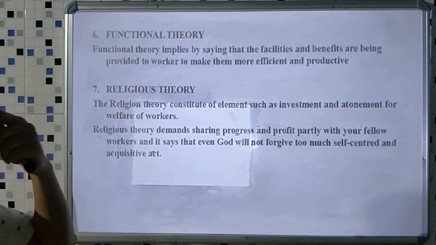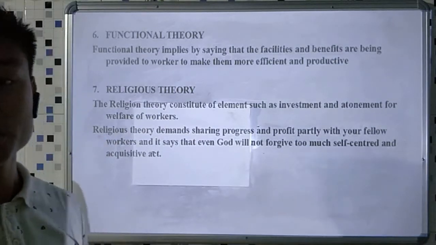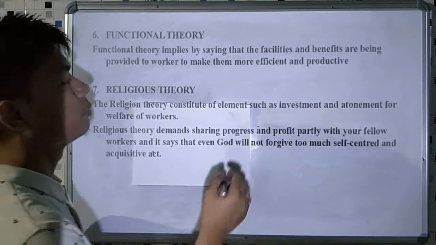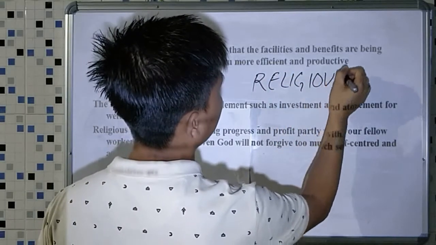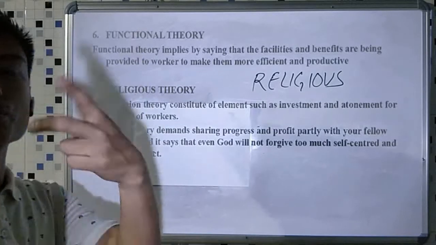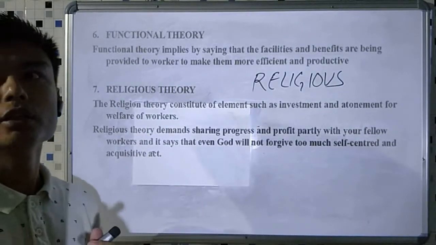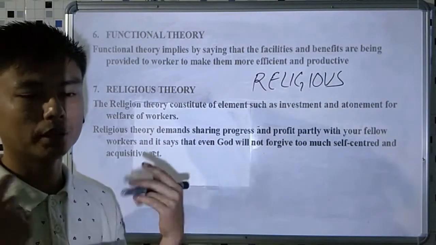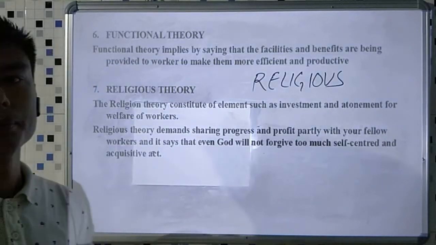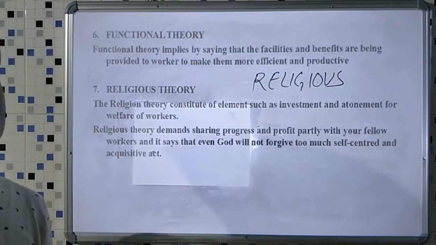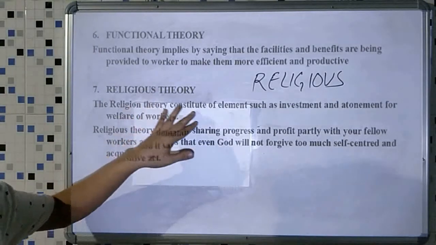Time constraint. Now again, the religious theory. What does the religious theory say? We believe man is a religious human being. Yes or no? I pray to God, we all pray to God. We are very religious. And when we see, let's say, differently abled people, we say, thank God we are not. It's not good to say, but I'm just bringing an example. So it considers investment and atonement for the welfare of workers.